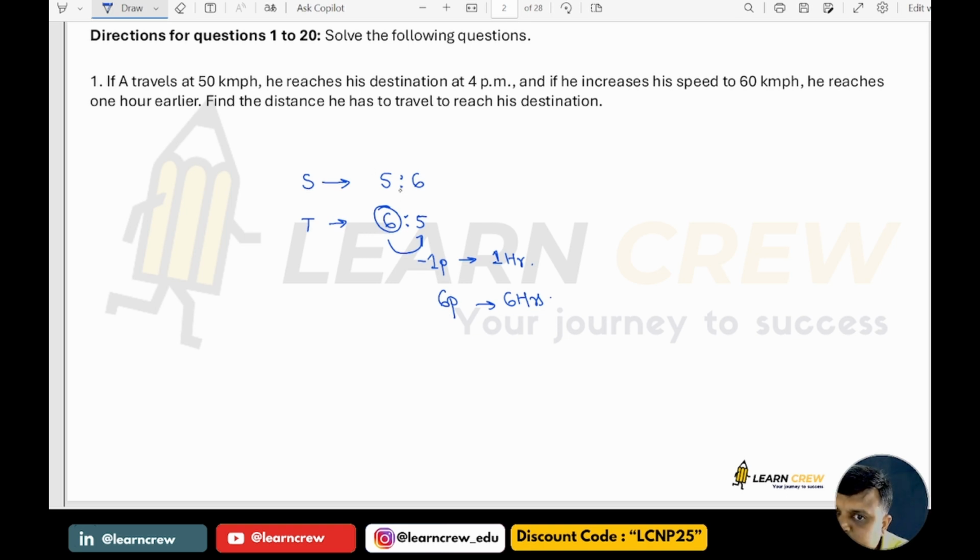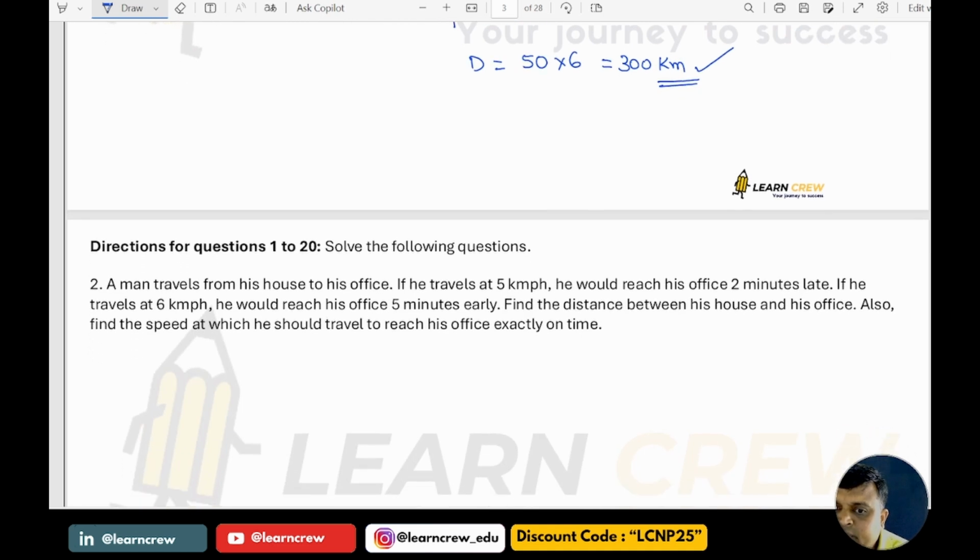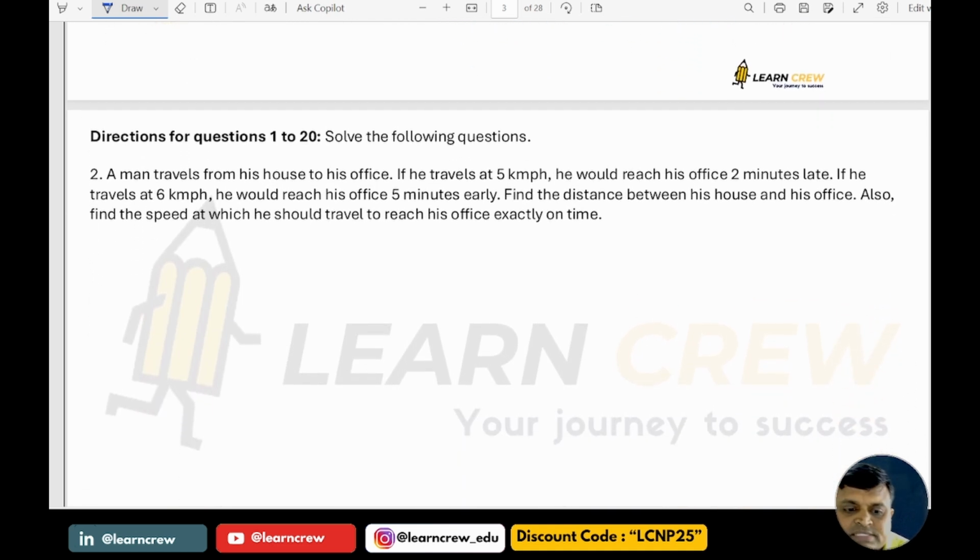In the first case what is the speed? 50. Thereby distance is equal to speed, in the first case 50, times time in the first case 6, 50 into 6 which is 300 kilometer. So 300 kilometer is the distance that has been traveled in both the cases with different speeds.